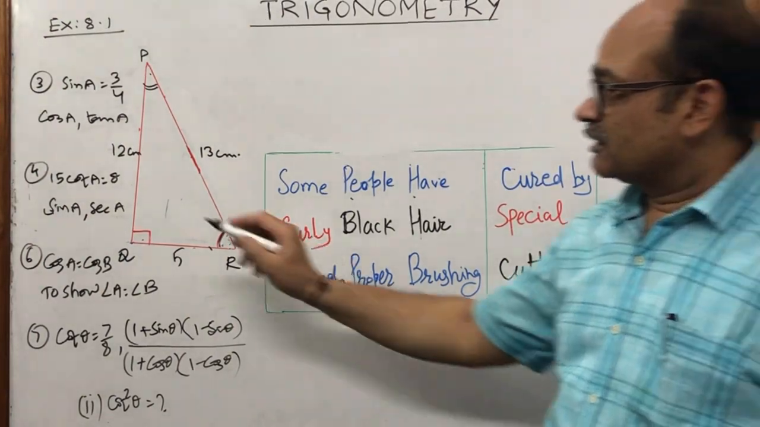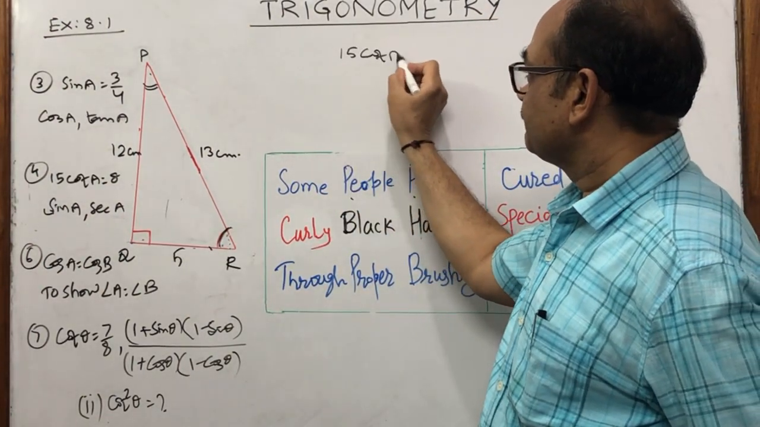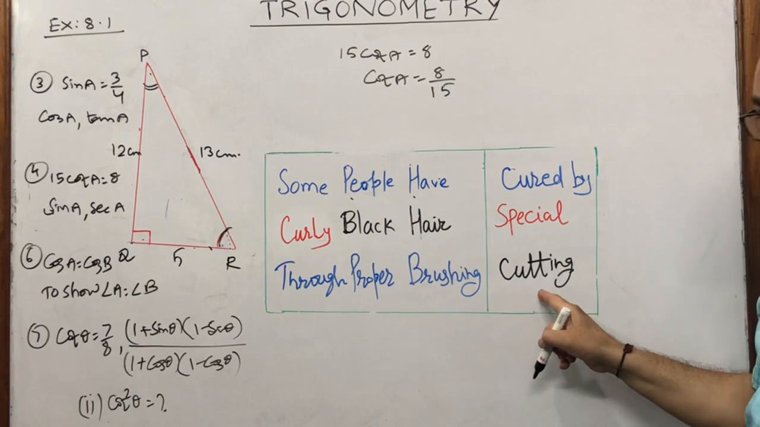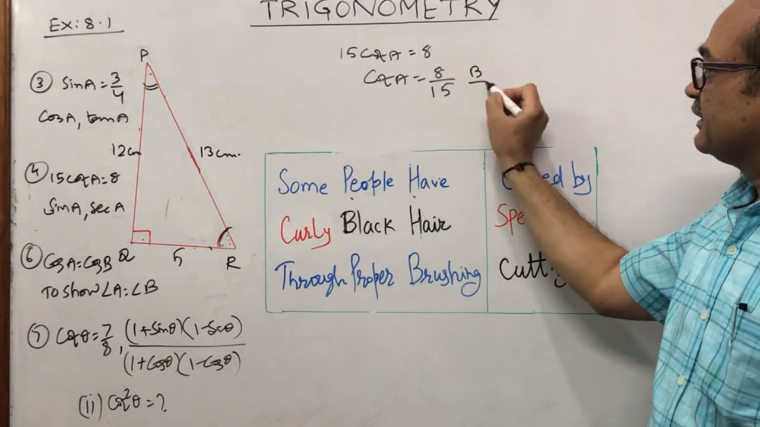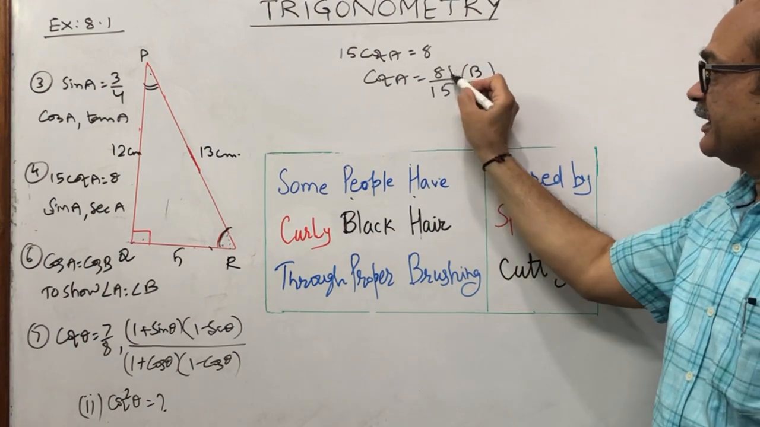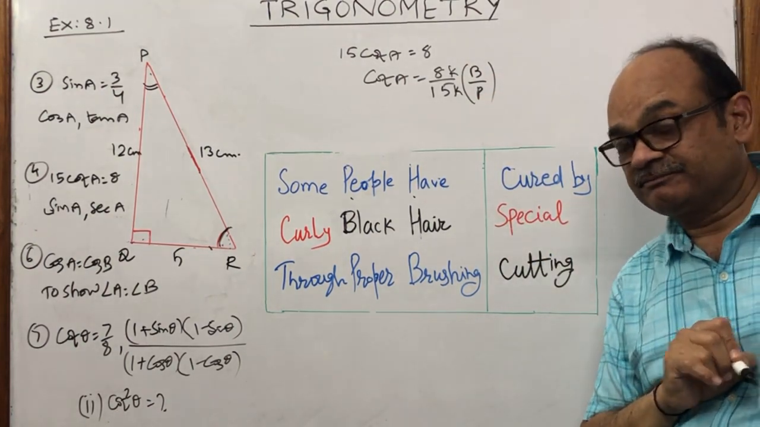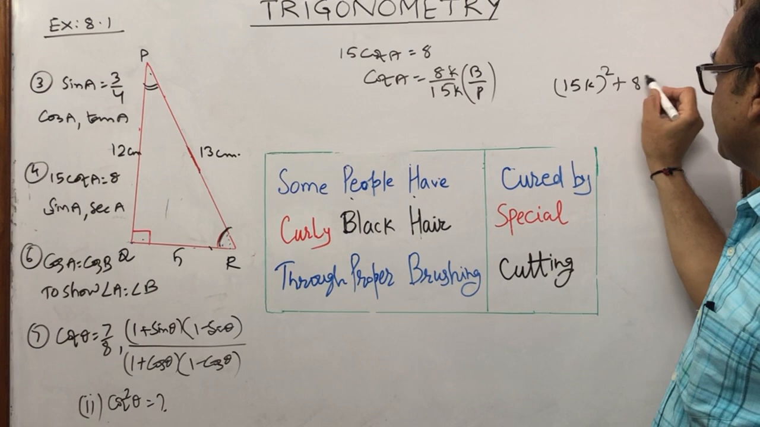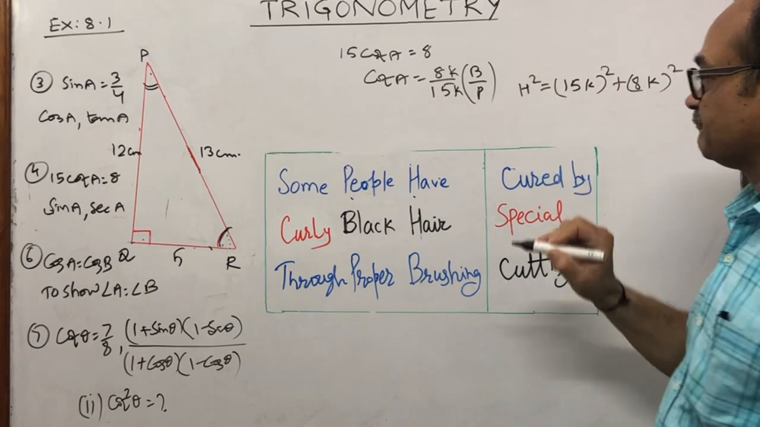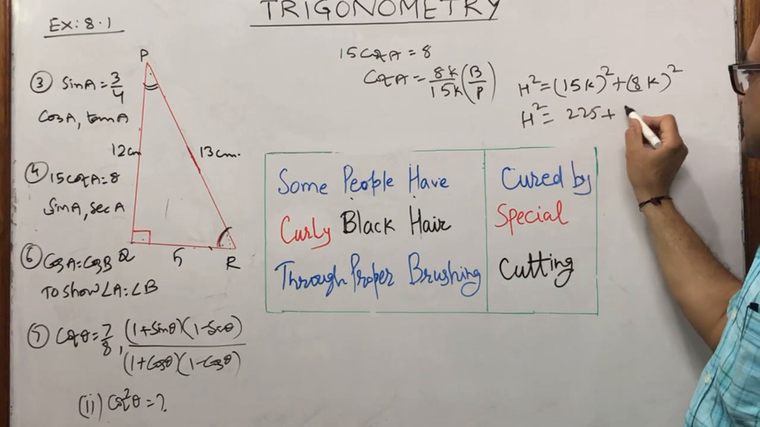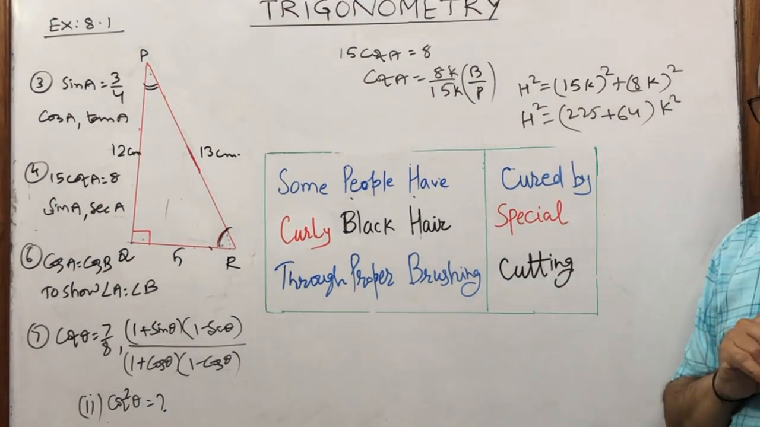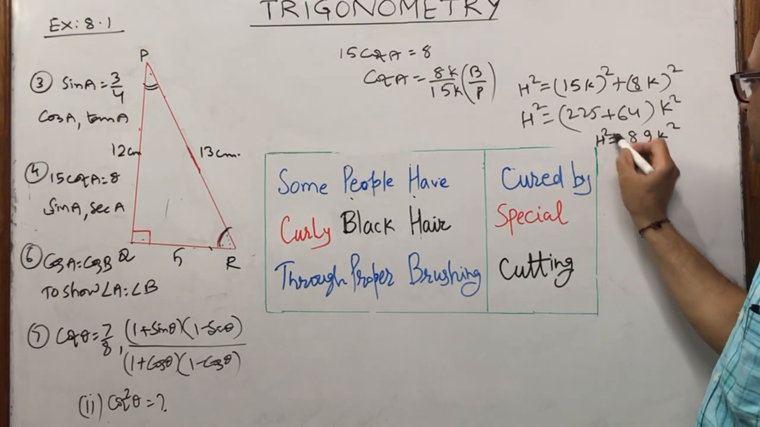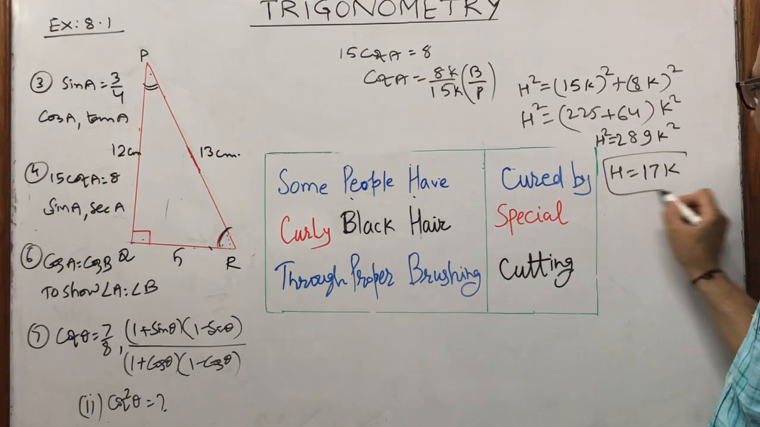Next sum, number 4. 15 cot A is given 8. It means cot A equals 8 by 15. Now see the poem. Cot means b by p. So this is b and this is p. We assume that it is 8k and 15k. What we have to calculate? We have to calculate hypotenuse. So hypotenuse square is 15k square plus 8k square, that is 225 plus 64k square. Add these two: 4 and 5, 9, 6 and 2, 8, 289k square. That means h is nothing but 17k.